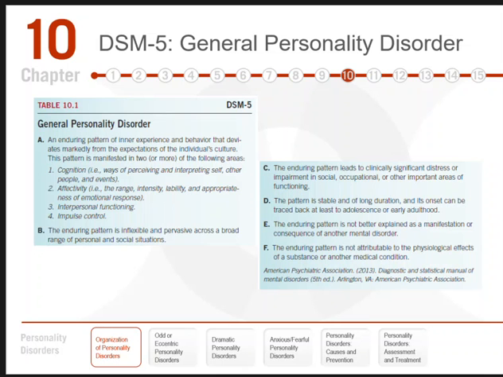So again, you can imagine the drop of ink in the water. It's a broad range. It's affected every area of that H2O, every molecule of that H2O. And this pattern leads to clinically significant distress or impairment. The pattern's stable and of long duration. It just kind of repeats all those.